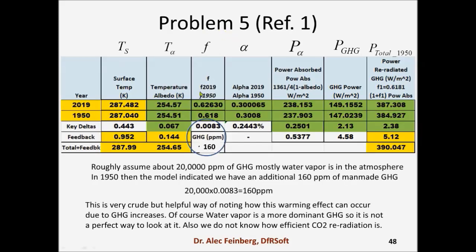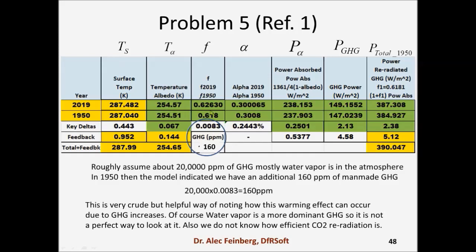All right, problem 5 is we want to explain why a small amount, 160 parts per million of greenhouse gases, can cause this increase of about 5 watts per meter squared. After all, if we look at the estimate that people come out with, that water vapor is about 20,000 parts per million, and that's a greenhouse gas, the 160 doesn't seem like it's very much. But in reality, it is.